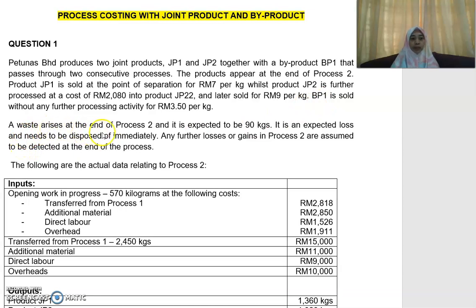And then a waste arises at the end of process 2, and it is expected to be 90 kilograms. So this one is the expected loss. A waste, and it is expected. So your expected loss or normal loss is 90 kilograms, and it needs to be disposed of immediately. So you know that this one is your expected loss.